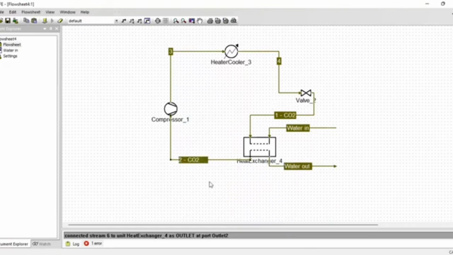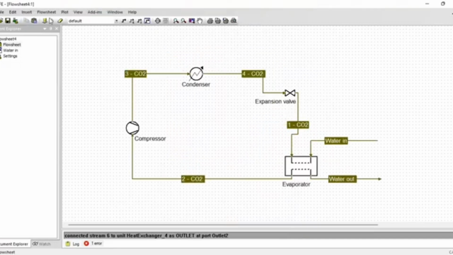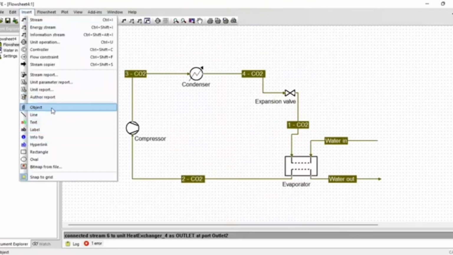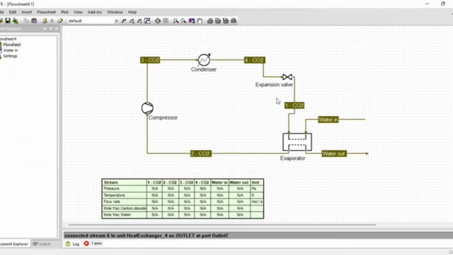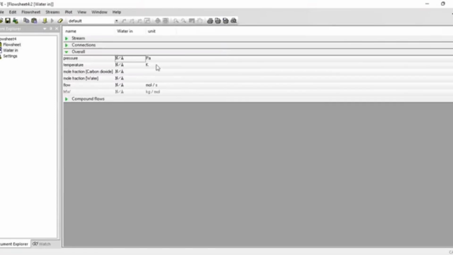So the next step will be just to label our streams accordingly. I want to include my stream report. Let me include it here, even though there's nothing in it yet. We are going to include the carbon dioxide stream and the water streams. Now let us fill in our streams with the desired values.